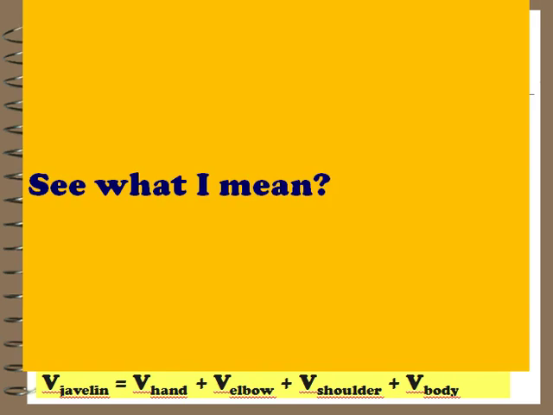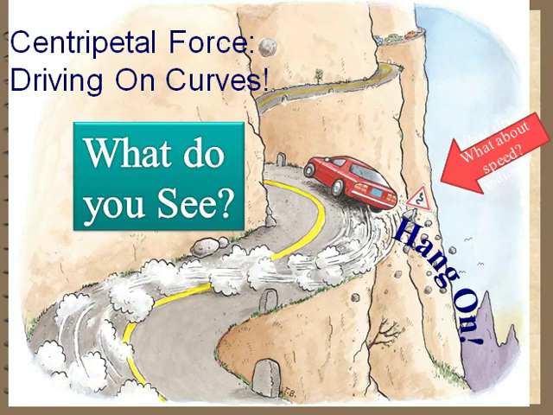Here we're going to move on to centripetal forces driving on curves. Here's a picture from Active Physics talking about a car hanging on the curve. And we're thinking about it, here we've got this sign, and it's not saying slow down, it's saying, hey, warning, there's curves, because most of us who have some experience driving realize that curves and high speeds do not work. And why is that?